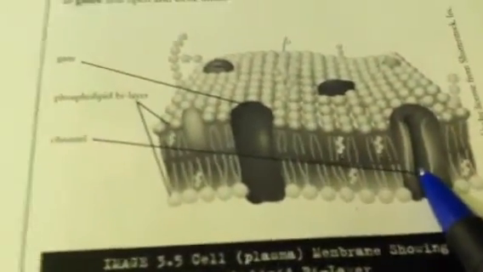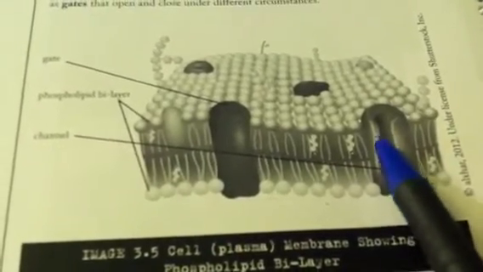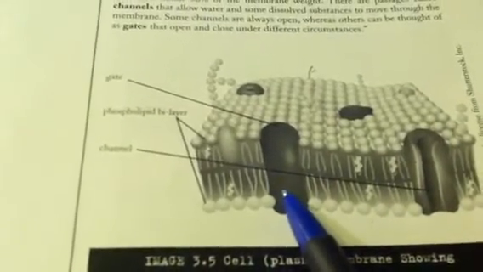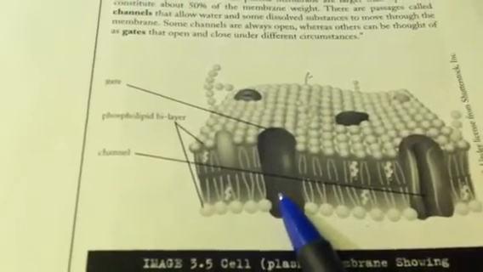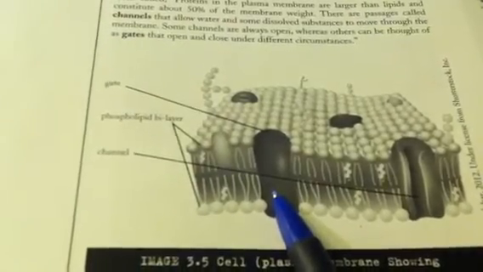When you look at these proteins, some of these proteins, like this one known as a channel, are always open, and they allow substances to come in and out of the cell. Some of them, however, are open or closed depending upon what's being transported into the cell and what is needed.